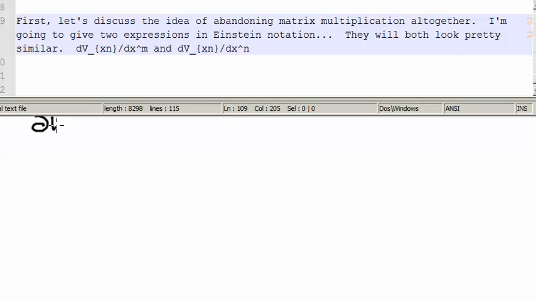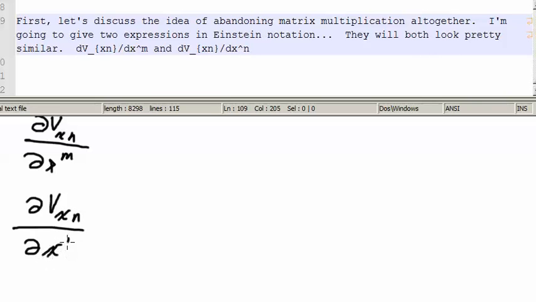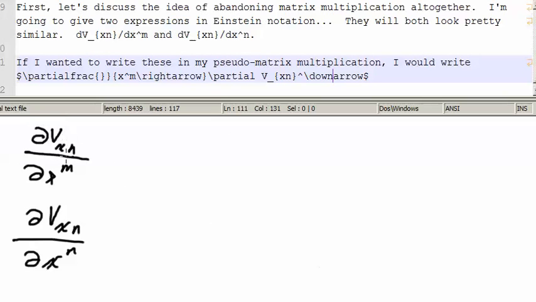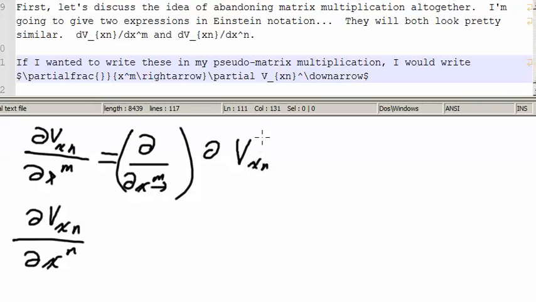Let's do it this way. Del v sub x n over del x sup m, and del v sub x n over del x n. Okay, so if I wanted to write these in pseudo matrix multiplication, this one is going to be del v sub x n with a right arrow? No. Del x sub m with a right arrow, and del v sub x n with a down arrow.